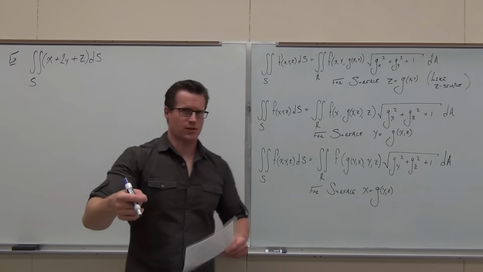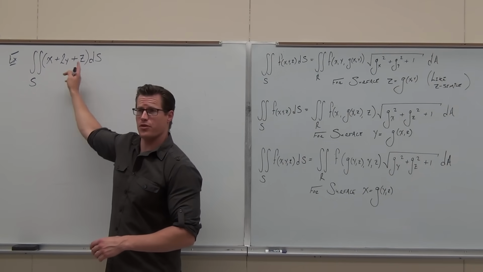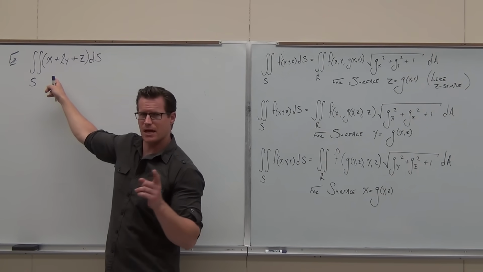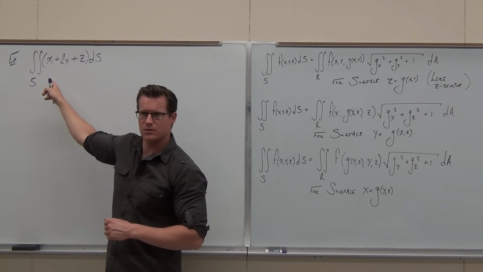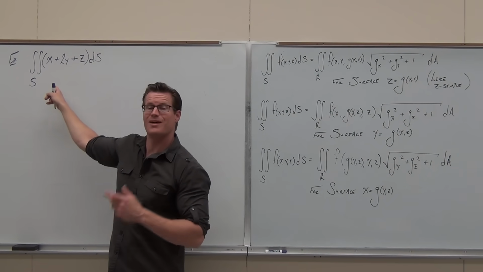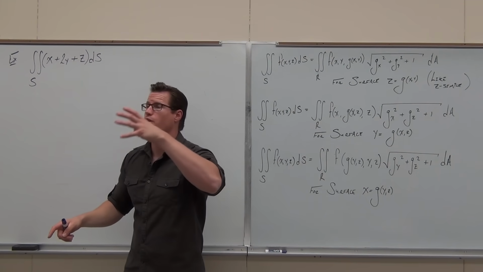Let's take a look at this thing first. What is this thing? What is that? Is that the surface? No. What is it? Mass density. That's the mass density function. It gives a mass density at every point on our surface.